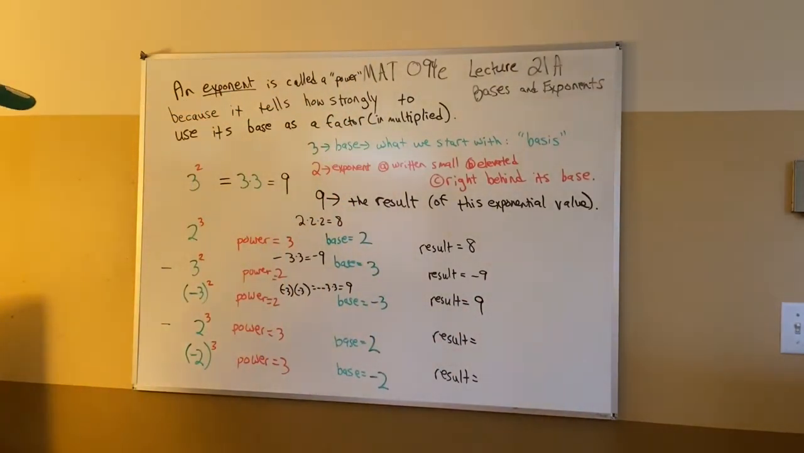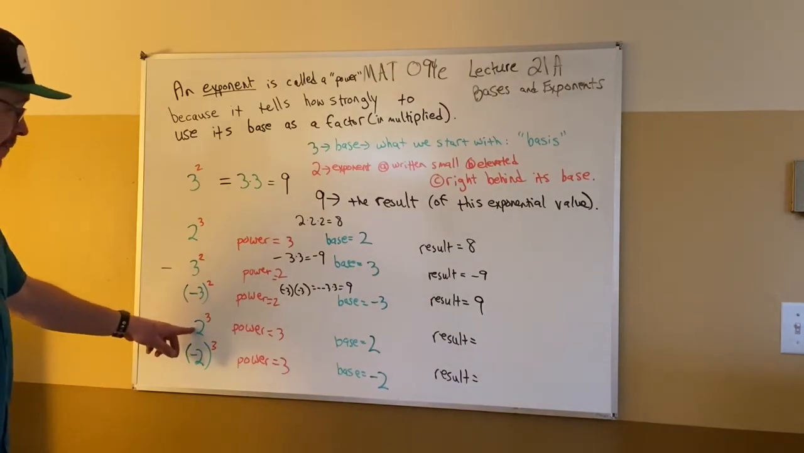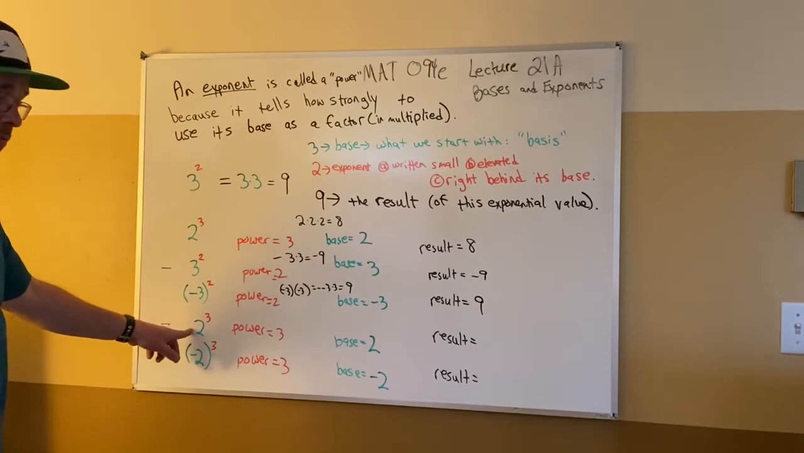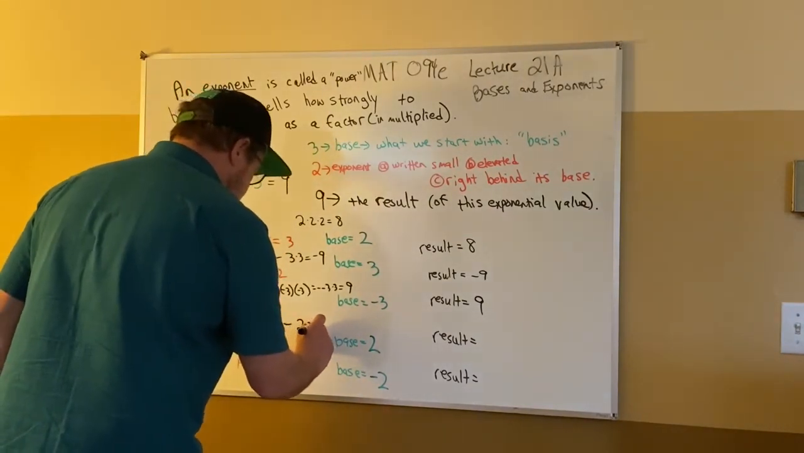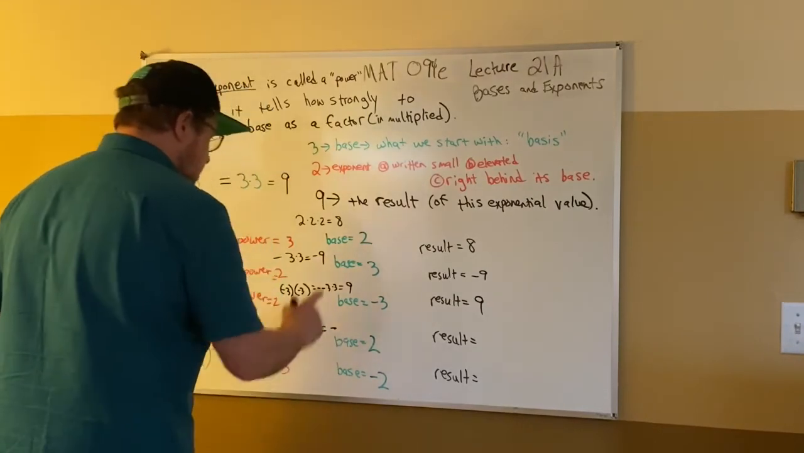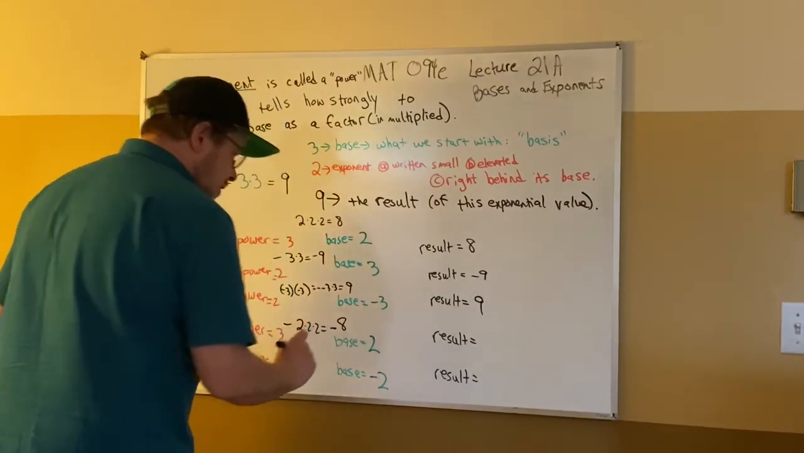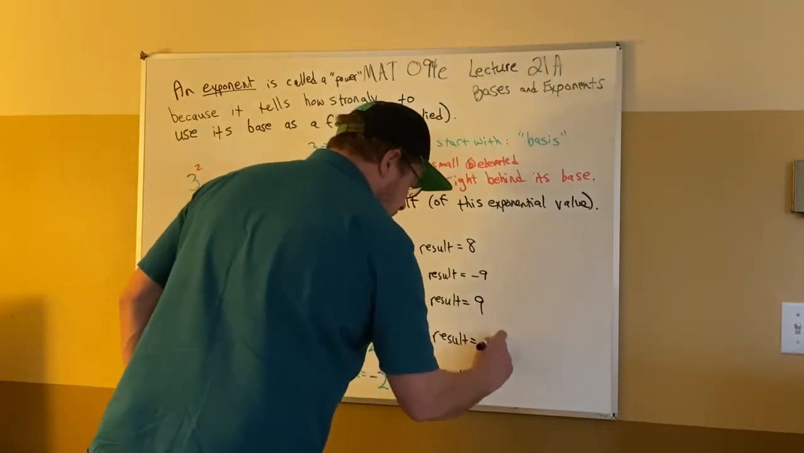How about this one? Right here, we've got our base is 2. We have a single dash and 3 2's. Single dash, 2 times 2 times 2. Single dash, and then we got that thing making an 8. -8.